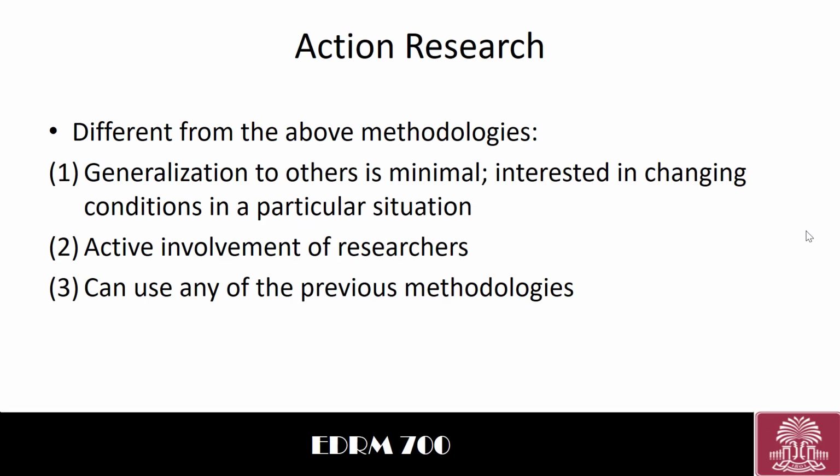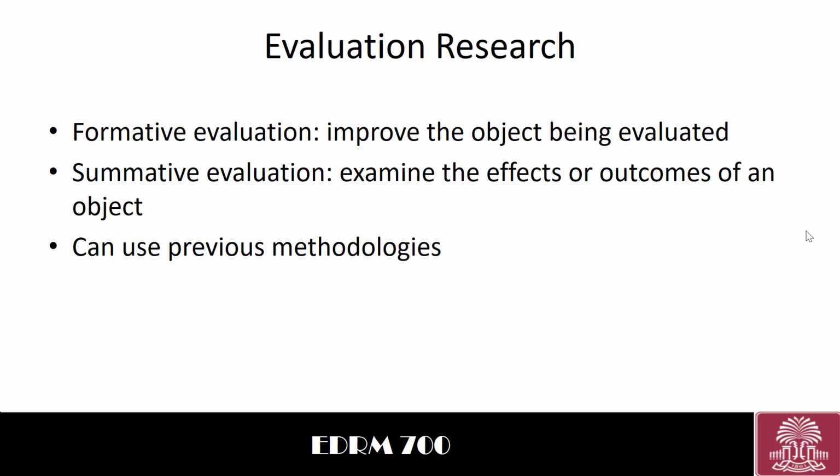For instance, a special education teacher is interested in identifying better ways to help students with learning disabilities in his or her classroom. He or she is interested in the research process. Students who plan to obtain an EdD degree will work on an action research dissertation later. There are two basic types of evaluation research. Formative evaluation improves the object being evaluated, and summative evaluation examines the effects or outcomes of an object. Both can be used in one evaluation study.